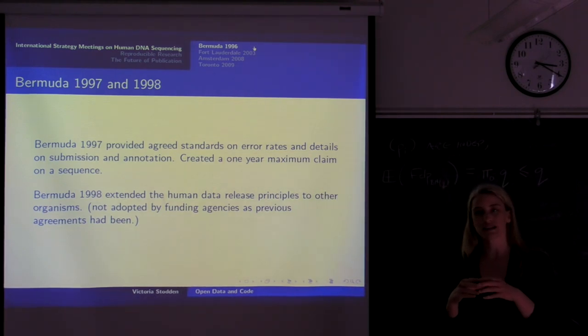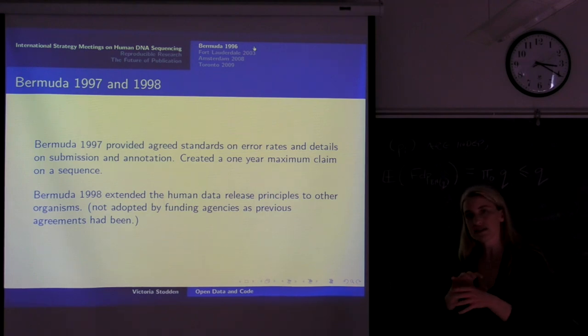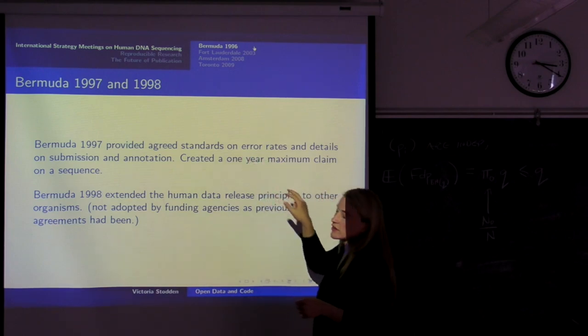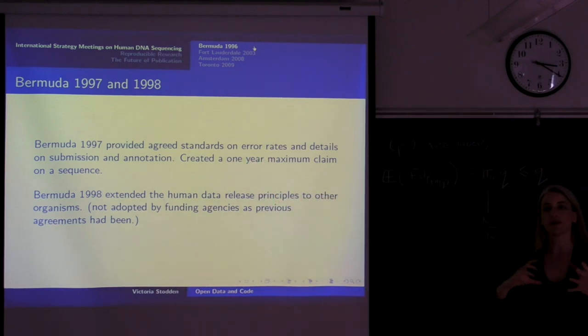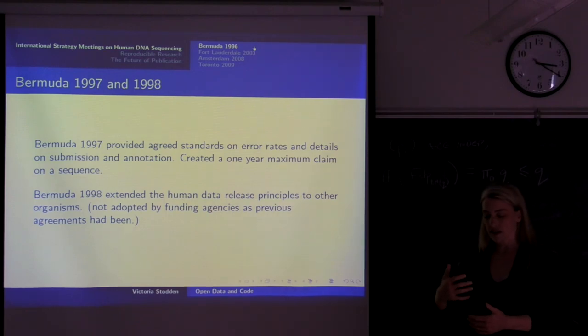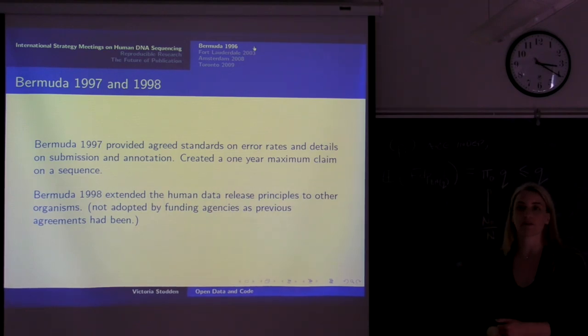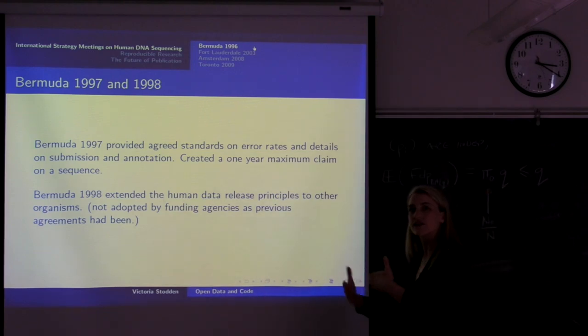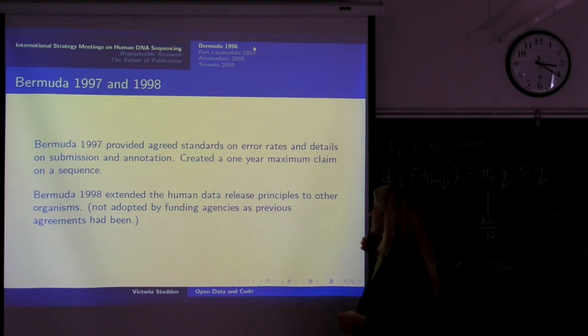and the idea was, again, pulling this community of people generating the data together and deciding on principles. So 1997 standards on error rate. As soon as different people are contributing sequence data, there's lots of work to do in terms of standards to make them compatible. And they hadn't discussed that in 1996. They came back to make sure that was standardized so you could compare apples to apples.